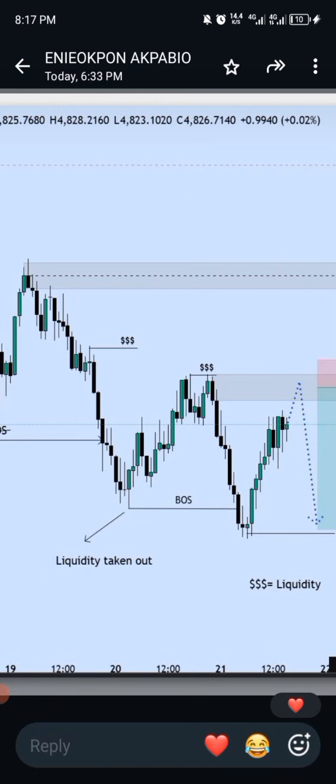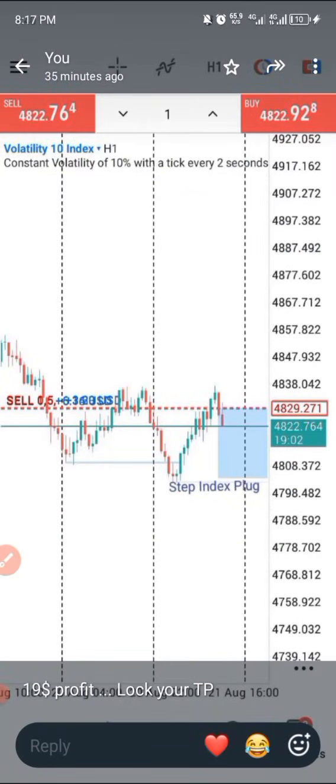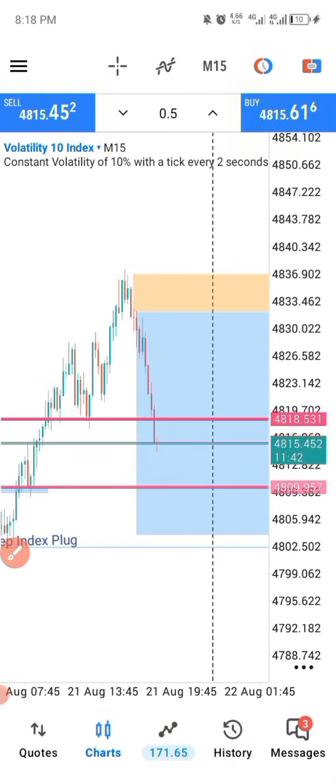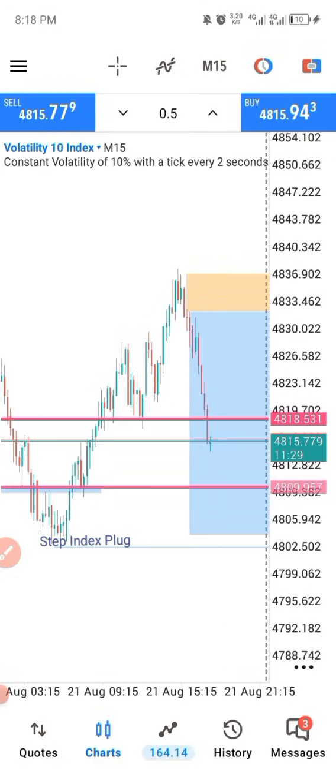Now let's go straight to the charts. So this is the screenshot of my own entry. Can you see that presently the price is at 160? Presently it's at 160. So how did I enter the trade? Let's go to 15-minute time frame. Now if you make use of a trend line, this is what you are going to have on the 15-minute time frame.